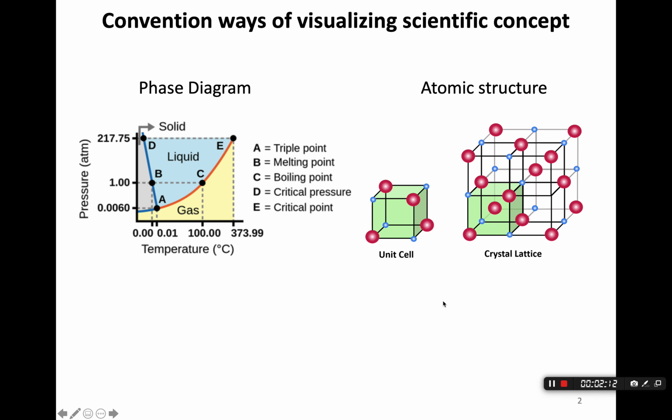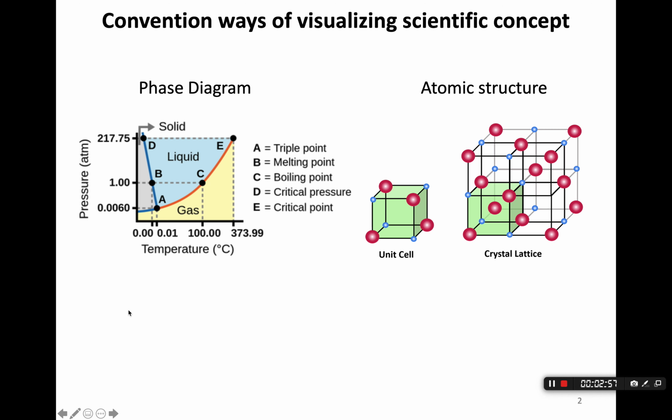So we usually draw these atomic structures to tell you what exactly and what type of materials you are looking at. Those are actually the conventional ways we visualize scientific concepts. We basically draw a diagram on the paper or on the screen.